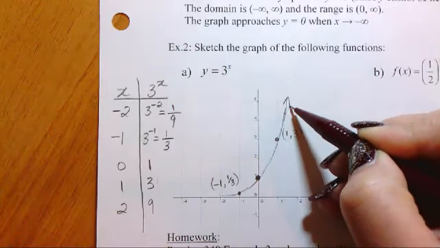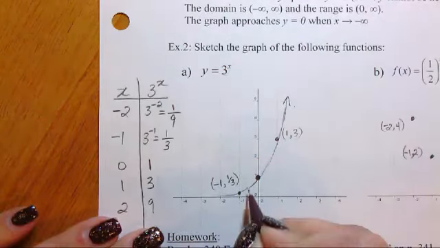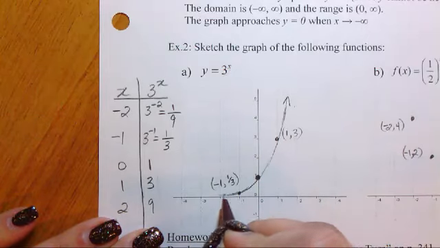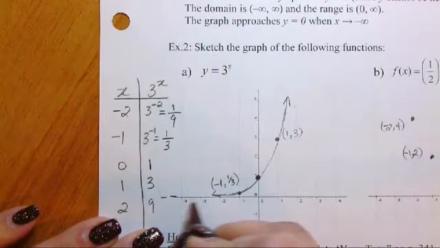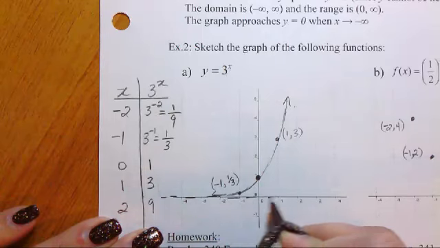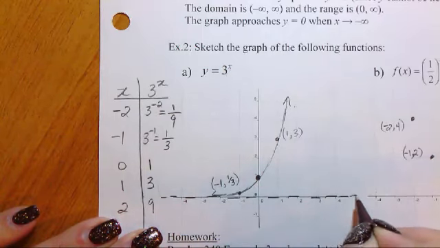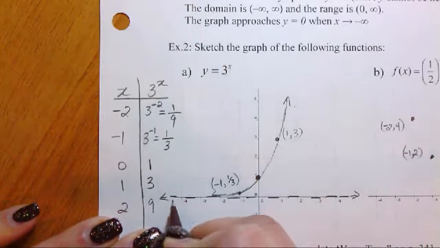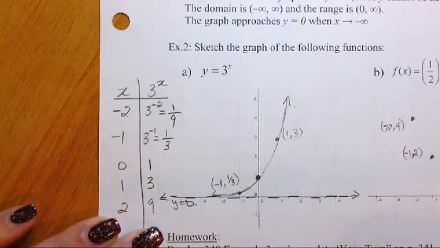And we're going to simply just connect these with a smooth curve. So notice this one is steeper than the previous one. My base was bigger. And I'm going to extend my asymptote also and indicate that it's y equals 0 there.